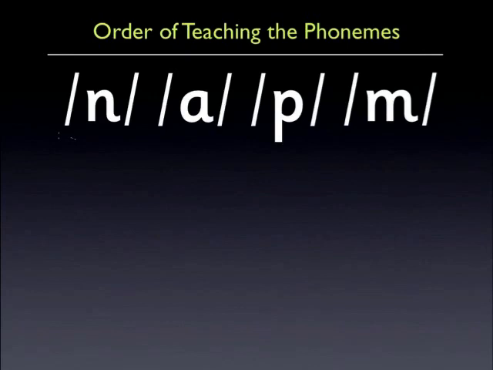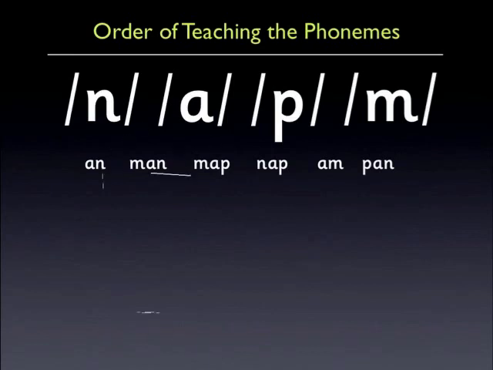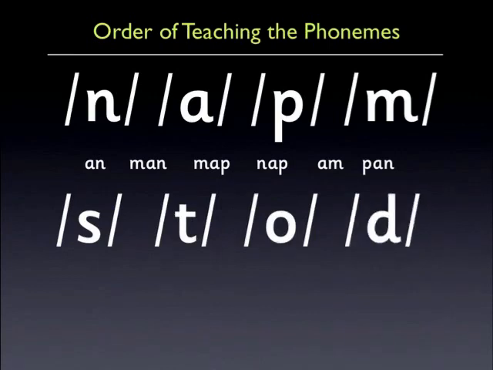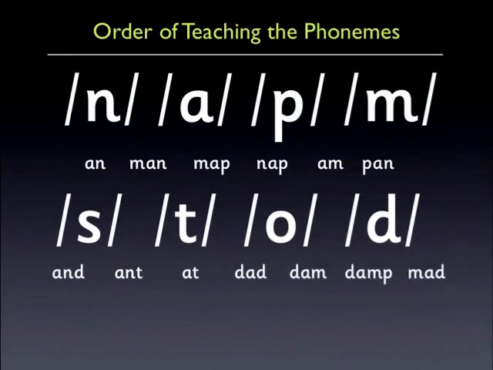In the first week, we teach N, A, P, and M. So after the first week, students can read and write 6 words after learning the first 4 phonemes. In the second week, we teach S, T, A, and D. So at the end of the second week, students can make a lot more words because we now know 8 phonemes.